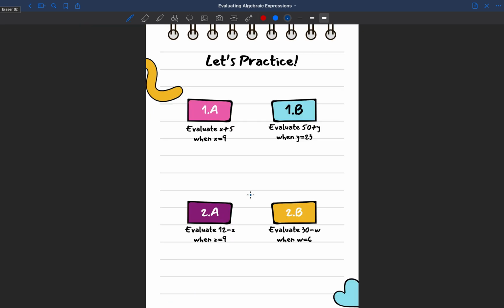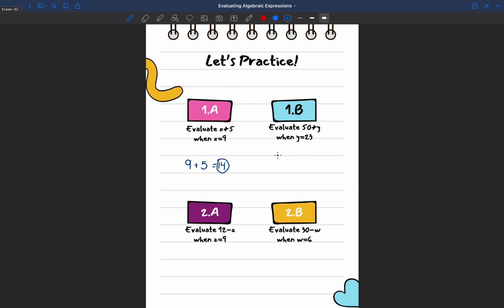All right, let's practice this. So in 1A it says evaluate x plus 5 when x equals 9. So they told us that 9 equals x, so we're gonna substitute 9 in for x, and then we're gonna finish writing out the rest of the equation. So now we can solve: 9 plus 5 is going to equal 14, and this is our answer for part A.